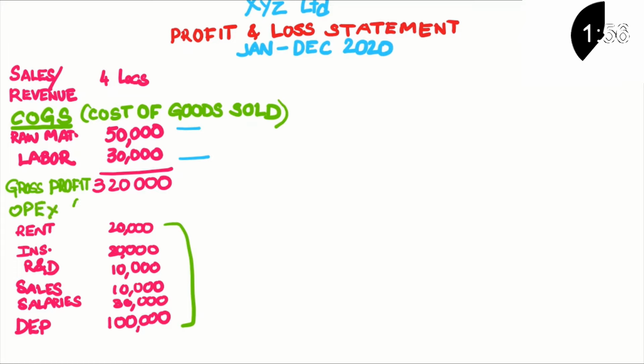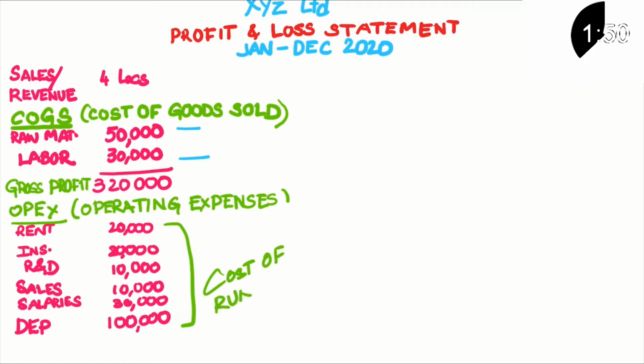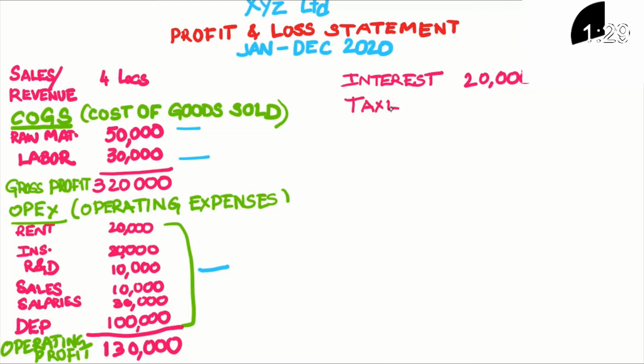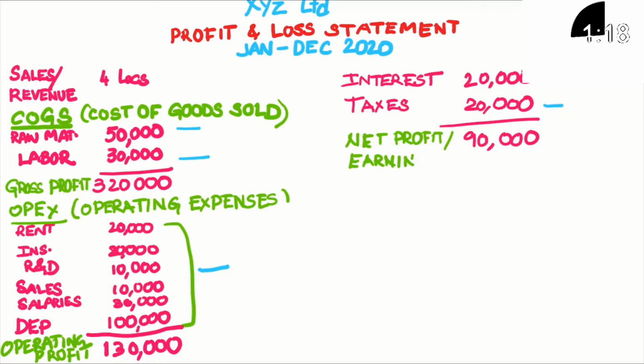These are what we call OPEX or operating expense. This cost is just the cost of running the business. Simple. Now let's deduct these expenses from the gross profit. What are we left with? This is what we call operating profit. Then, if there are any interest payments towards loans, we just deduct those. Then we deduct the taxes paid by the business. Now what are we left with? This is nothing but net profit or earnings.